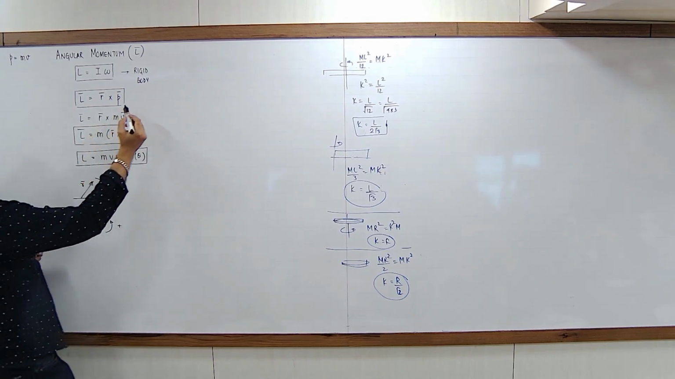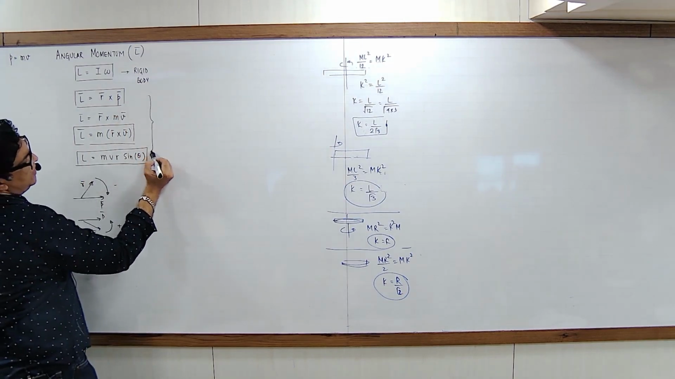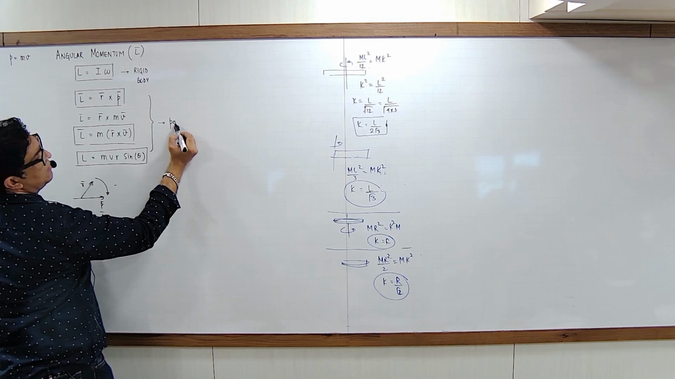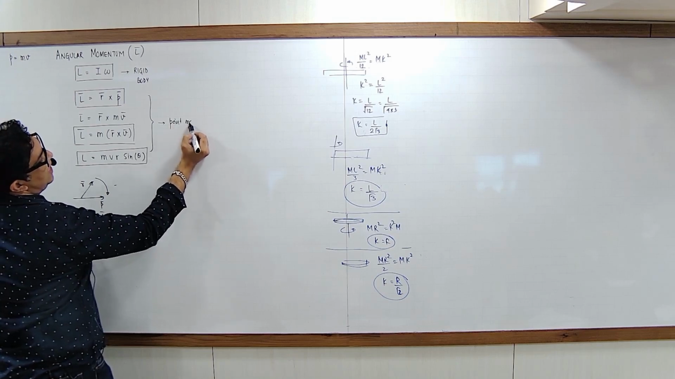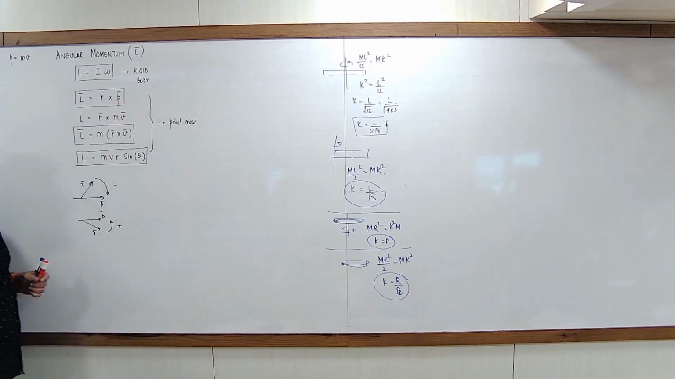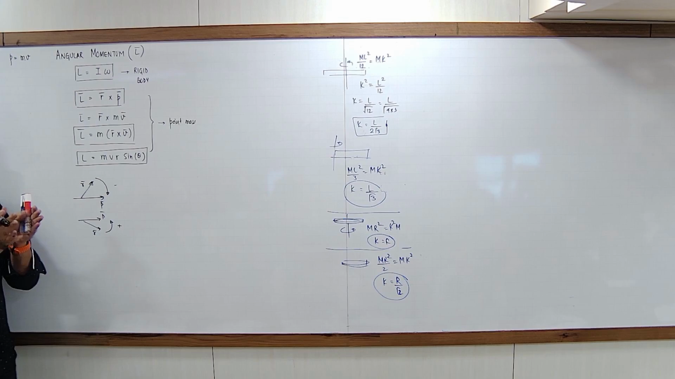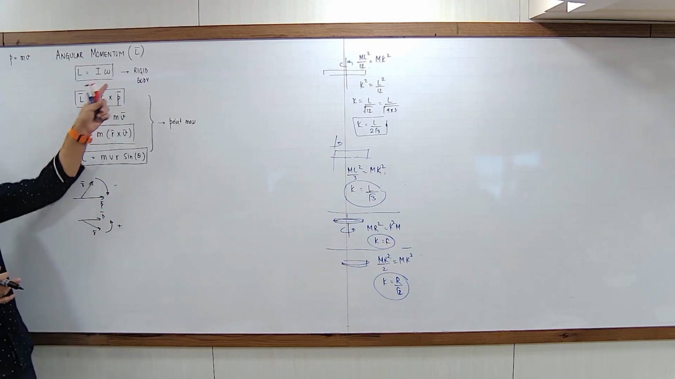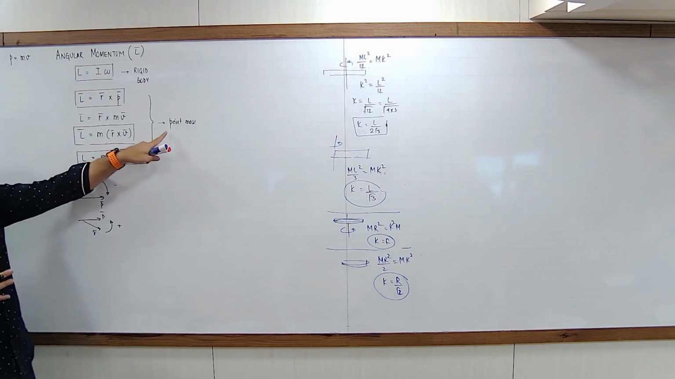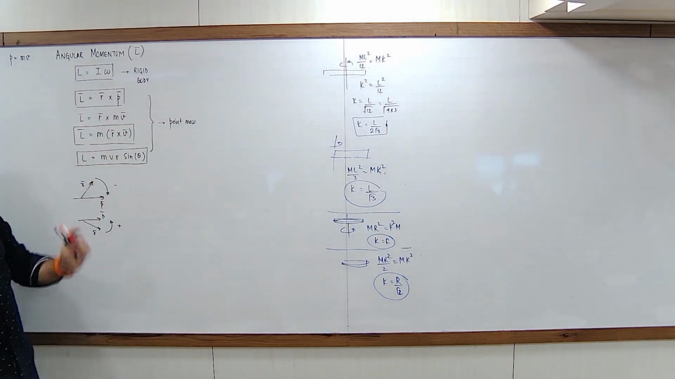Now, when to use these formulas? This formula should be used for a point mass. And when to use I omega? For a rigid body. What is a rigid body? A continuous distribution of point masses. When all the point masses are joined together continuously, what is formed? A rigid body. So this one is used for a point mass.